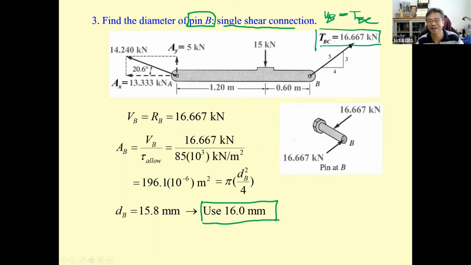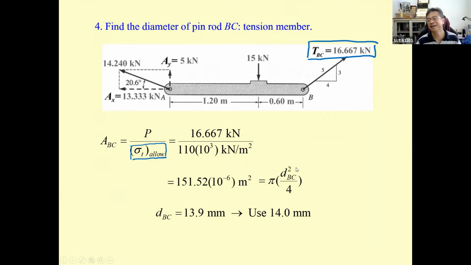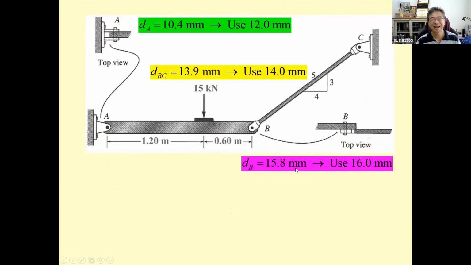And then you have the rod BC. The last one, the rod BC. You do the same thing, but just change the stress into the sigma allowable. It's not tau allowable because the rod is going to be in tension. So you get the same thing, the answer. That is going to be direct. And when you finish the design, you will get the diameter of the pin A, use 12 millimeter. Pin B, 16 millimeter. For the rod BC, 14 millimeter.